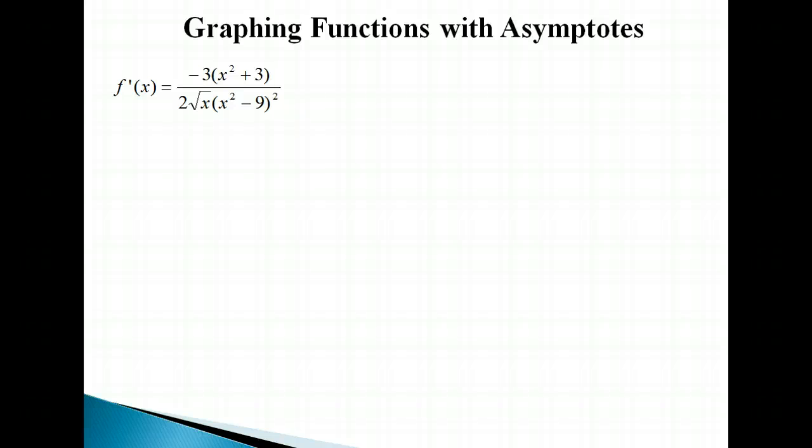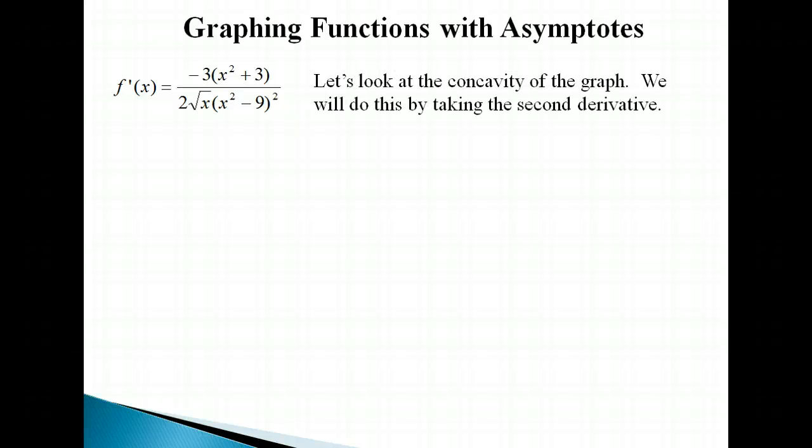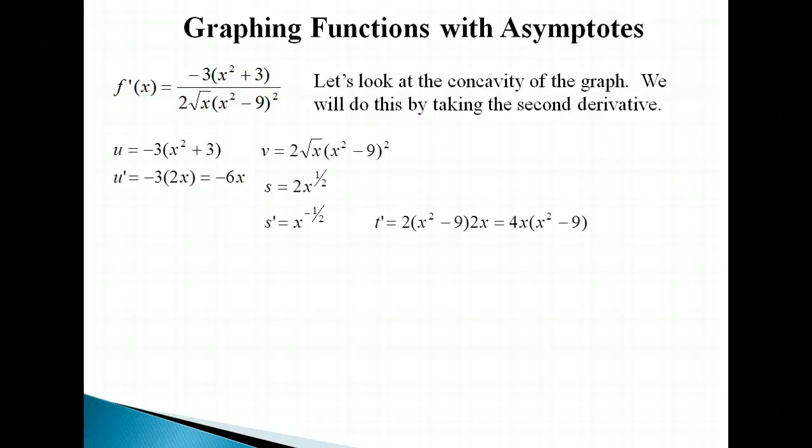Okay, so we're going to take this and look for our concavity of our graph now. And that means that we have to take the second derivative. So our numerator is negative 3 times x squared plus 3. Negative 3 is a constant multiplier, so we can ignore it. Take the derivative of the function x squared plus 3, and we get 2x, and then multiply them together.